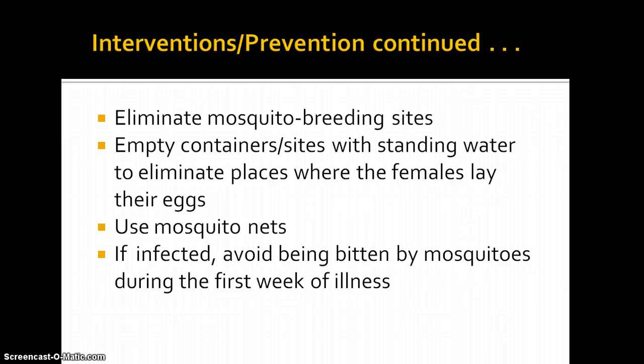Another prevention that I've written here is to eliminate mosquito breeding sites, so emptying containers and sites with standing water, to eliminate places where the mosquitoes can lay their eggs, and using mosquito nets. Again, a lot of this is not readily available. This information, this education, is not available to many rural areas that you'll find in the Caribbean, or in Central America or in India, for example. So a lot of countries are going to have to focus on educating the community on how to decrease the incidence rate of this virus, especially now that it's becoming so much more popular.